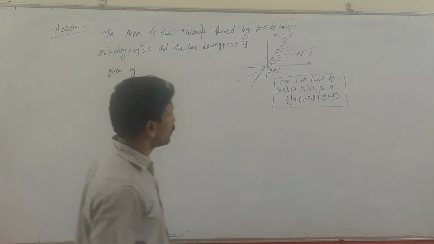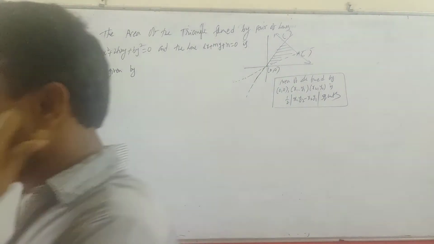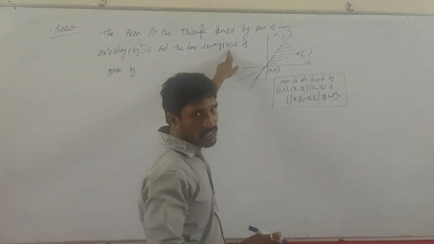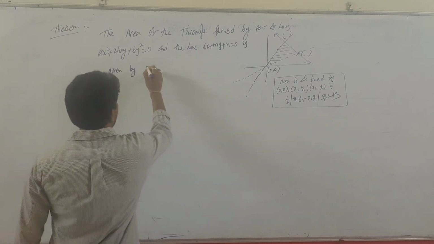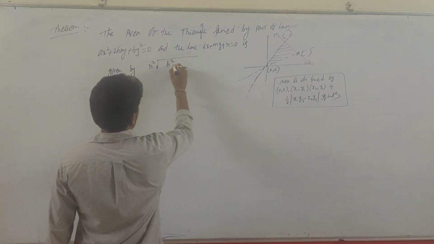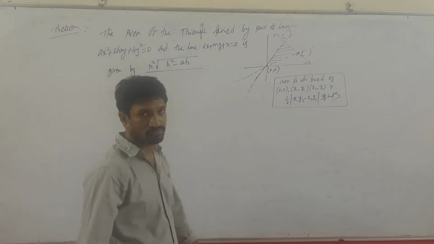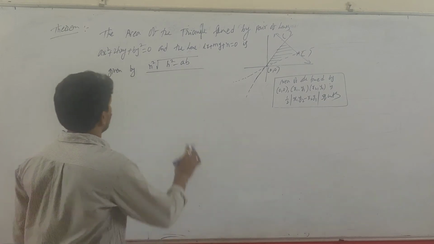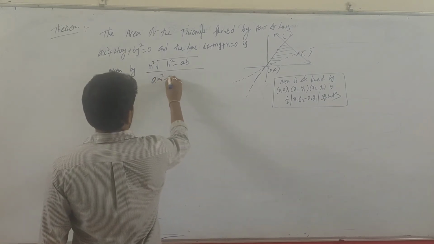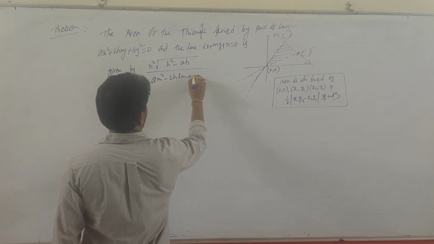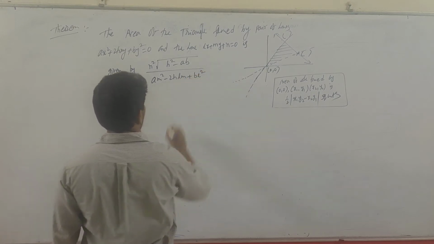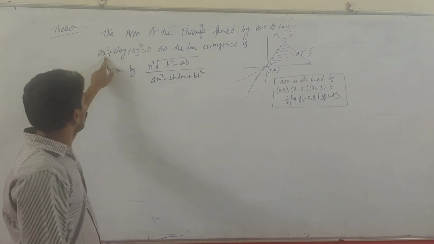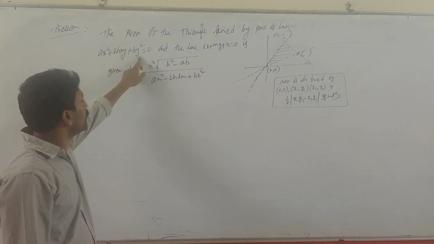The formula is n square into root over h square minus ab, divided by am square minus 2hlm plus bl square. What is n? n is this one. So the denominator is am square minus 2hlm plus bl square.